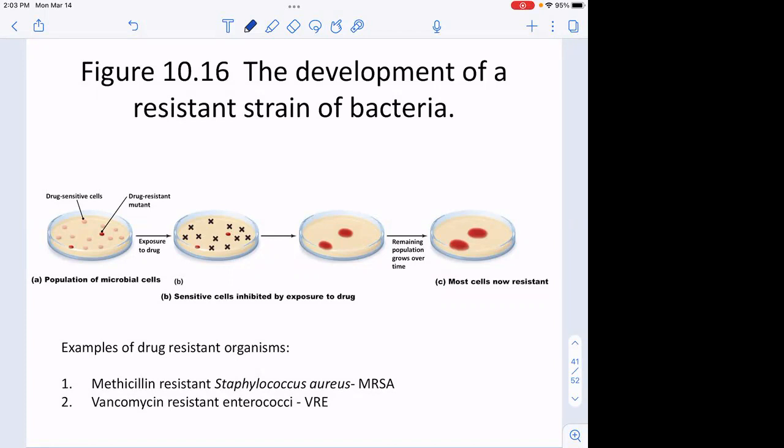So I want to talk a little bit about how we think bacterial resistance develops in a general way, what we can do about it, and then we'll look at the specific mechanisms, like what exactly is that bacteria doing to keep it protected from the antibiotic. So a few different mechanisms that we'll talk about there.